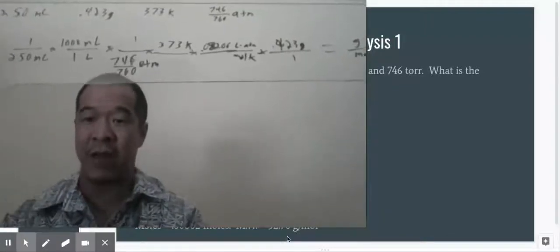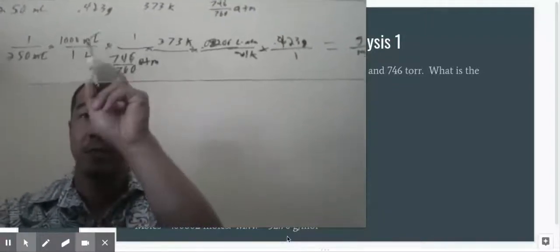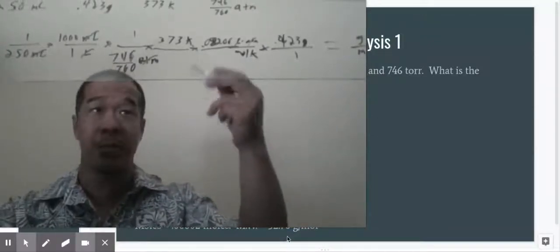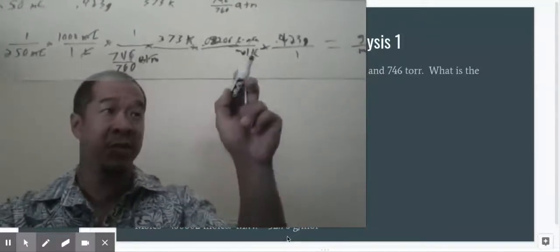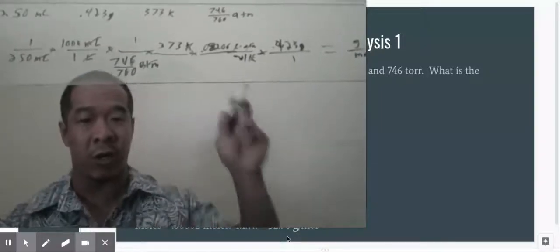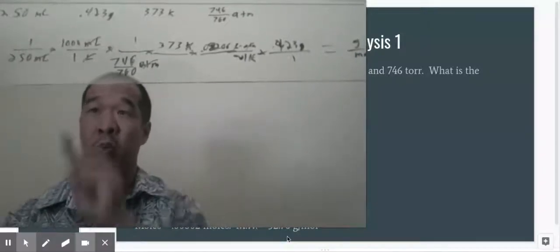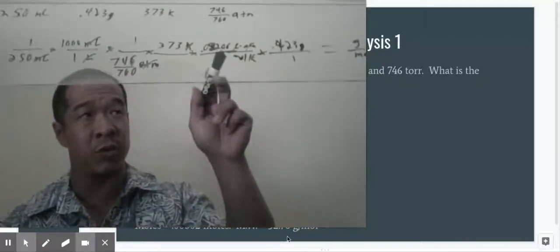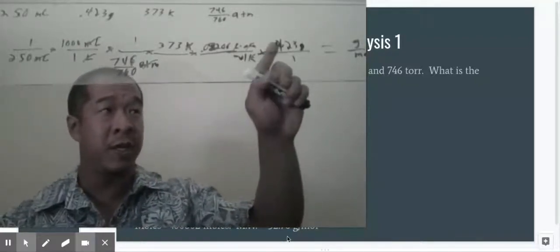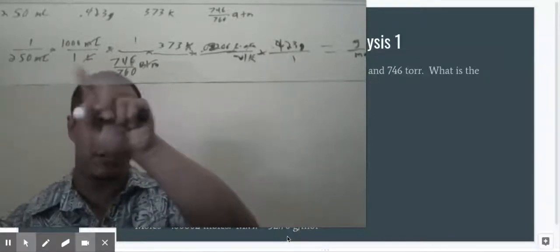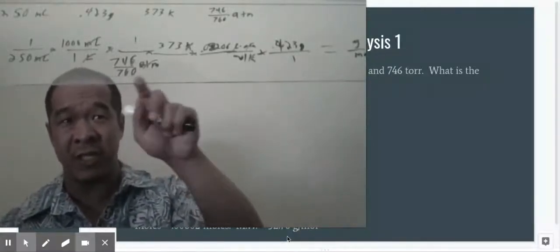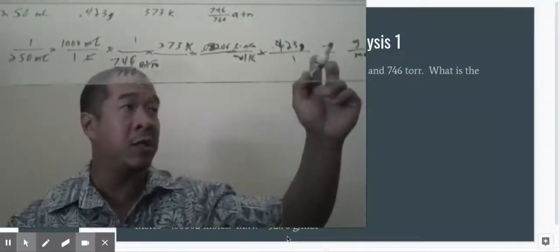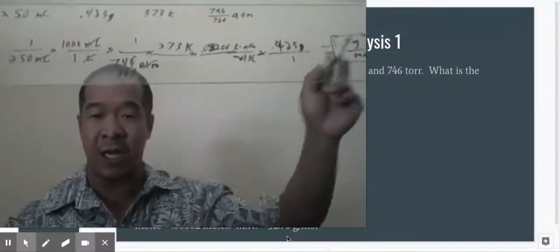So at this point, I've got milliliters canceling out with milliliters, liters canceling out with liters, atmospheres canceling out with atmospheres, top and bottom, Kelvin cancels with Kelvin. The only units I'm left with are grams and moles. So if I do 1 times 1,000 times 1 times 373 times 0.08206 times 0.423 divided by 250 divided by 1 divided by 746 divided by 760, that should equal my answer. I will leave that as an exercise for the viewer.